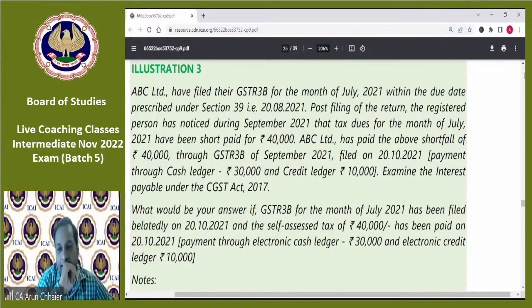See, June month liability, what is the due date? 20th July. I am assuming I am a monthly taxpayer and the due date is 20. So June's tax has to be paid by 20th July and you are paying on 25th August. So 21st July to 25th August. This is the number of days.